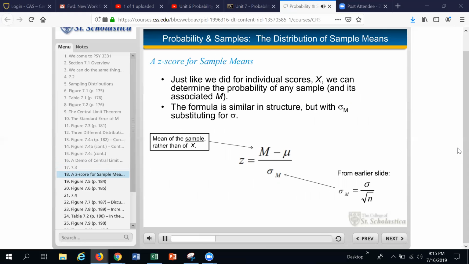Just as we did for individual scores, we can determine the probability of any sample and its associated mean. The formula for doing this is very similar in structure to the previous z formula. But now for sigma, we are substituting sigma with the subscript m. To get sigma sub m, we use the formula you learned earlier in this chapter: sigma sub m equals sigma over the square root of n. Once you have calculated sigma sub m, you can then put it into this z formula.